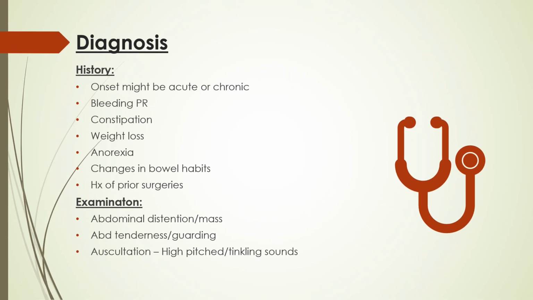So far we've understood the basics of our topic. Now let's see how to diagnose a patient with such a condition. Starting off with a history, the onset might be acute or chronic. There might be a history of bleeding per rectum, constipation, weight loss, anorexia, or changes in bowel habits. There can also be a history of prior surgeries. On examination, we can find abdominal distension or a mass. This can also be associated with abdominal tenderness or guarding. On auscultation, we can find high-pitched or tinkling sounds.